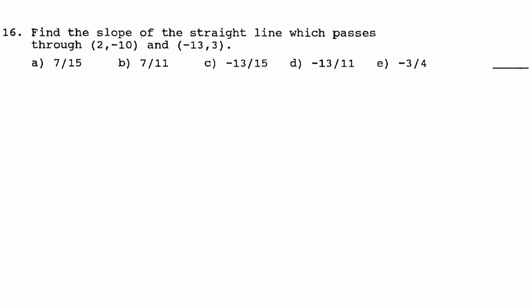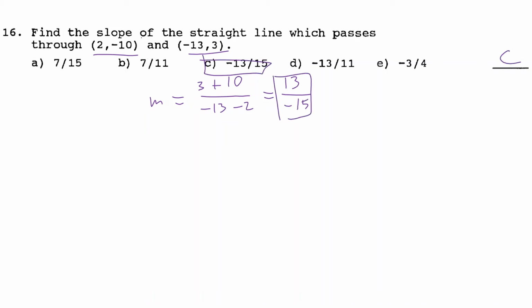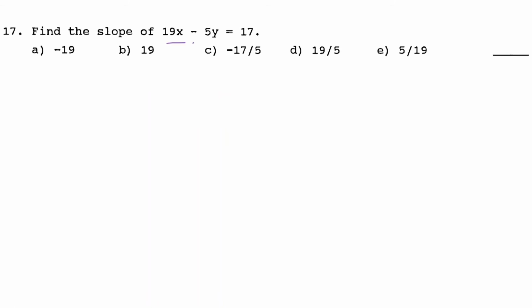Find the slope. Boom, 2 lines. 2 points. This is so easy. So first of all, slope 3 minus 10 plus 10 over minus 13 minus 2 equals 13 over minus 15. C. Took me one equation. Should take you two.